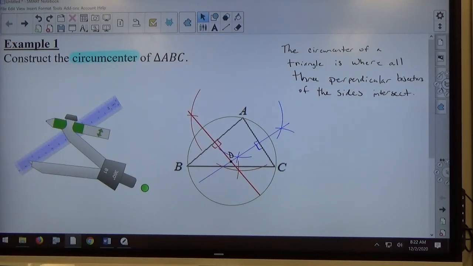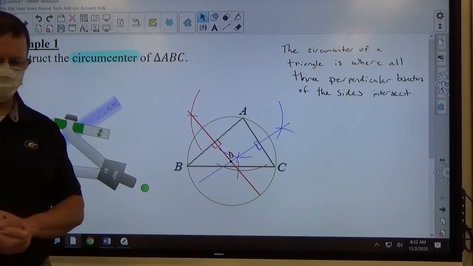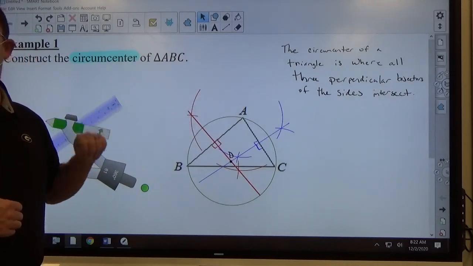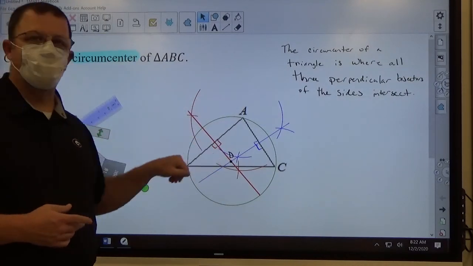If you did your circumcenter correctly, your circle should touch all three vertices, because that's what the circumcenter is, the point equidistant from all three vertices. But again, for the construction, any one perpendicular bisector and a second perpendicular bisector, you don't have to do all three. If you did all three, they should all intersect in the same spot.